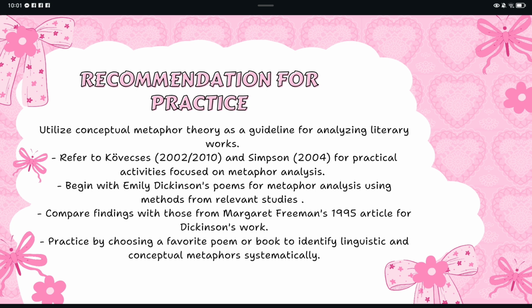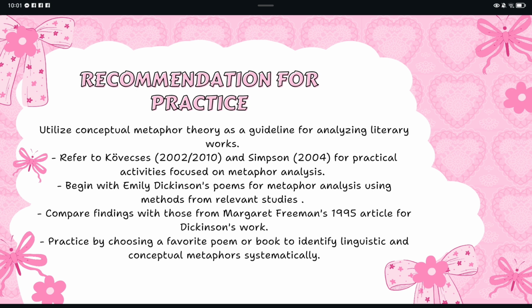Next is begin with Emily Dickinson poems for metaphor analysis using methods from relevant studies. So, start with Emily Dickinson poems. They are rich in metaphorical language and have been extensively analyzed using CMT. Alternatively, choose a poem or book you enjoy.